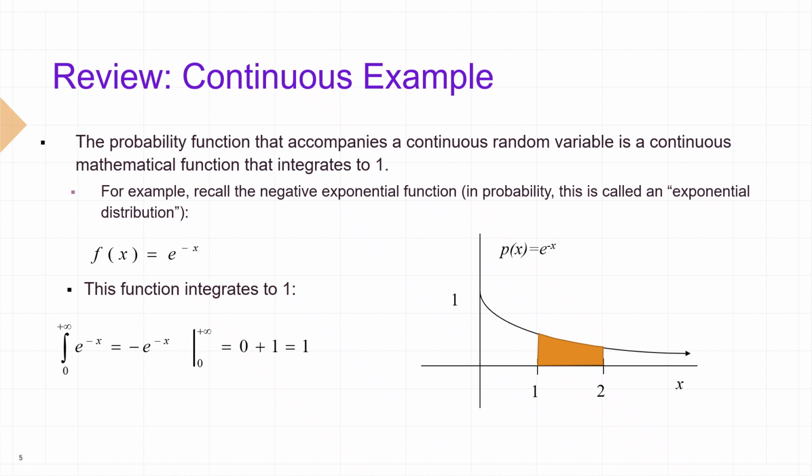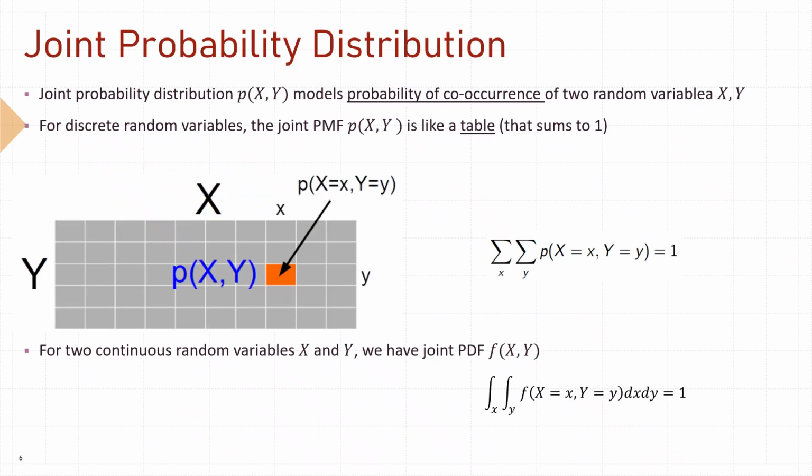To find the probability of the random variable falling within a specific interval, we need to integrate the probability density function over that interval. For instance, if we want to calculate the probability that the random variable X lies between 1 and 2, we should compute the integral of e to the power of negative x from 1 to 2, which equals approximately 0.23.